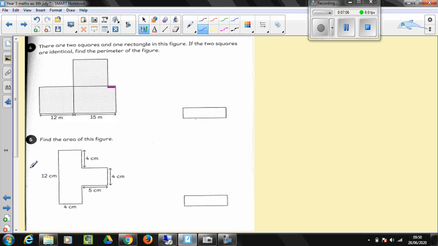The next question says find the area of this figure. I would suggest you split the figure into 2 shapes. You find the area of each and you add them together. Pause the video and have a go.